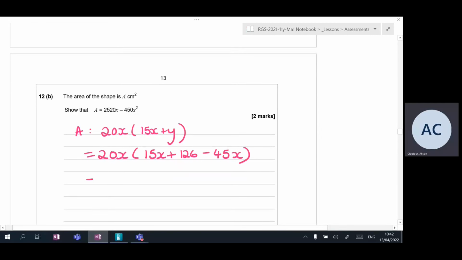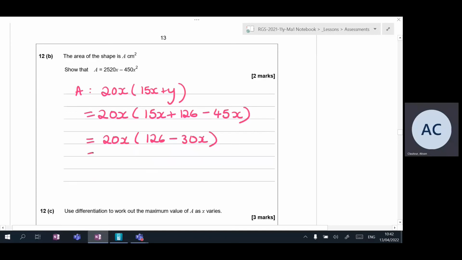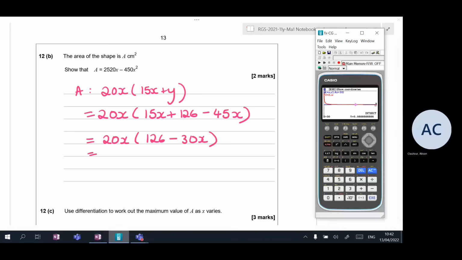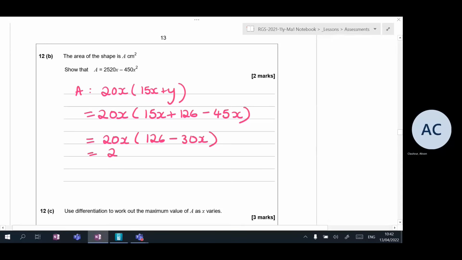Okay, so putting that together, we have got 126 minus 30x, and I'm also going to multiply the brackets. So 126 times 20 gives me 2,520x, and then 20x times 30 gives me 600x squared.